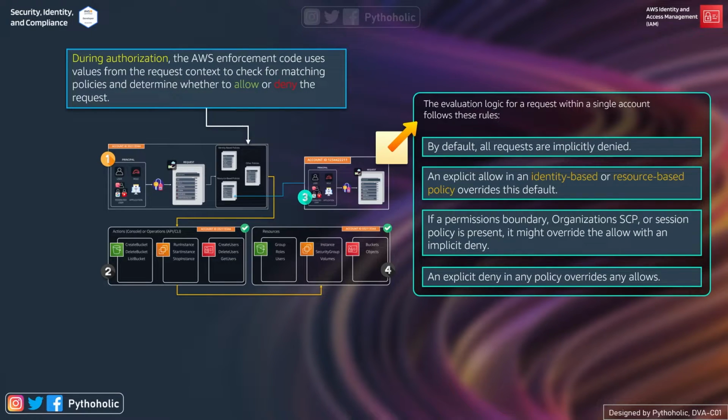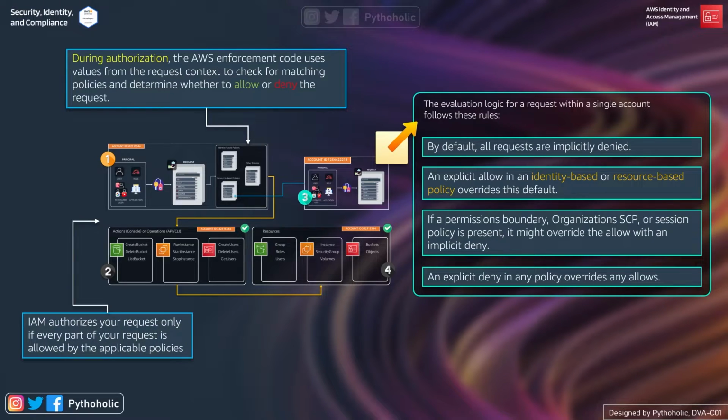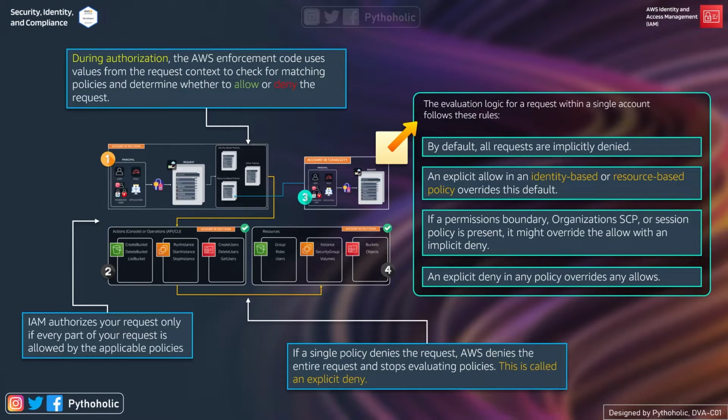Understand this carefully: during authorization, the AWS enforcement code actually uses values from the request context to check for matching policies and determines whether to allow or deny the request. And IAM authorizes your request only if every part of your request is allowed by the applicable policies. And if a single policy denies the request, AWS denies the entire request and stops evaluating policies. This is called an explicit deny.